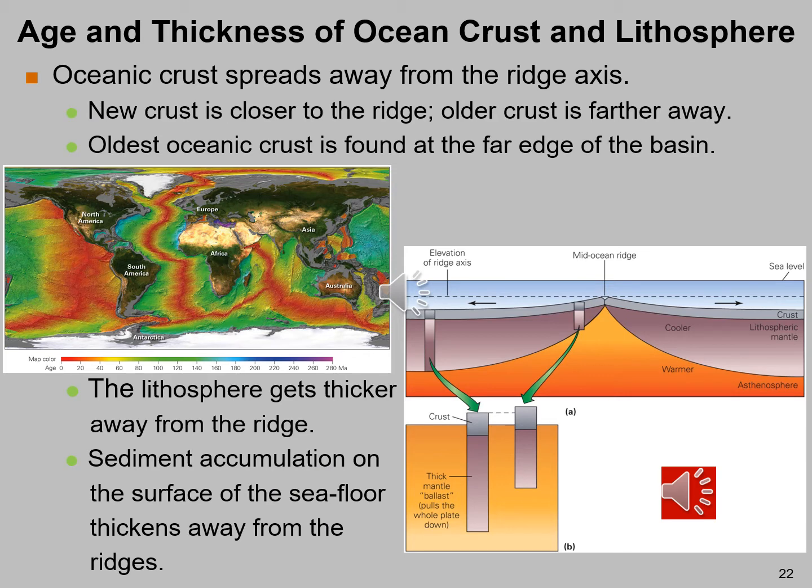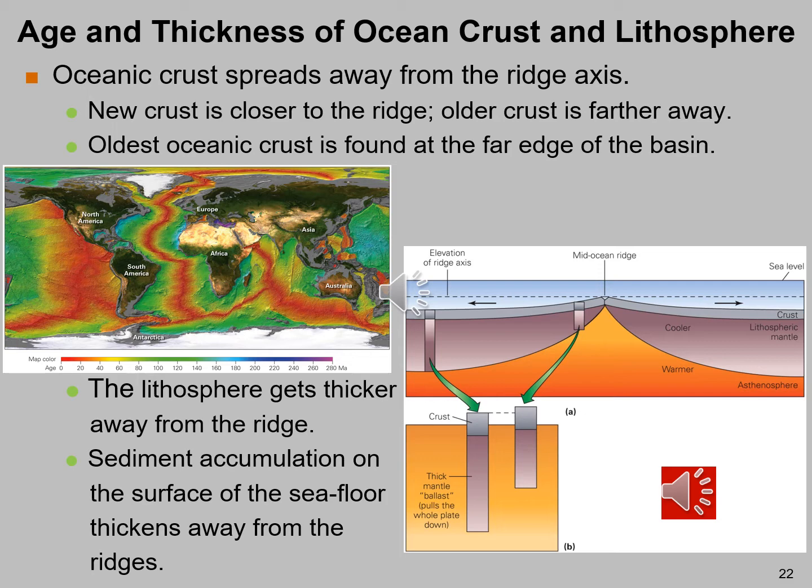Several geologic phenomena occur as the crust moves away from the mid-ocean ridge. First, new crust is closer to the ridge, and older crust is further away. The oldest crust is found on the edges of the ocean basins. The average maximum age of the ocean floors is about 180 million years old.